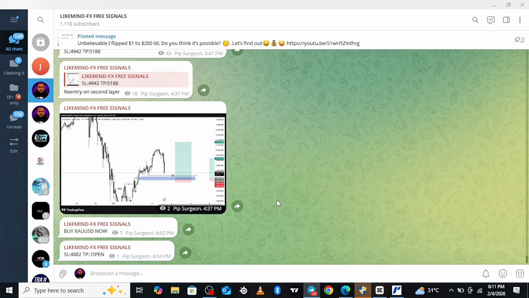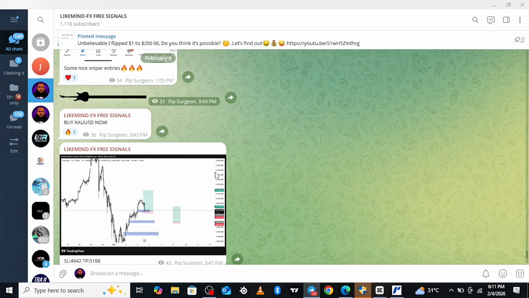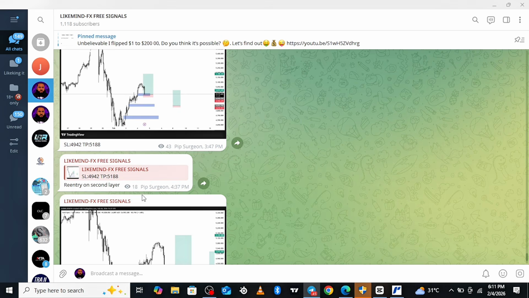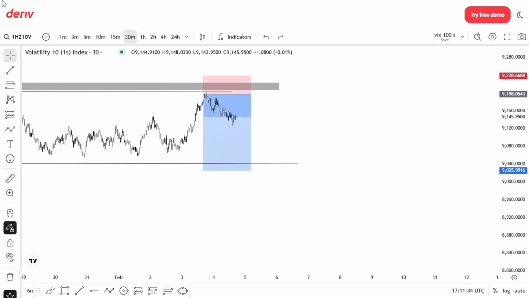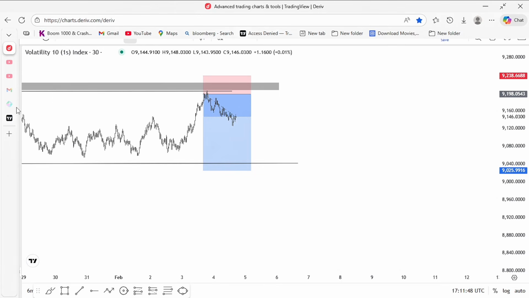I gave them a buy on gold. We have been waiting for that. We've taken 2 buys today. The first one, we had a stop loss, and then we had a second level which we are actually anticipating. Now let's look at the gold buy and see how it's going so far.